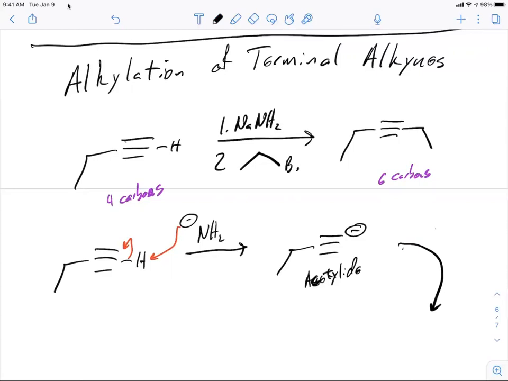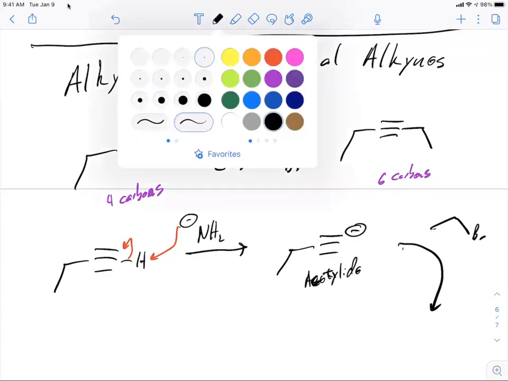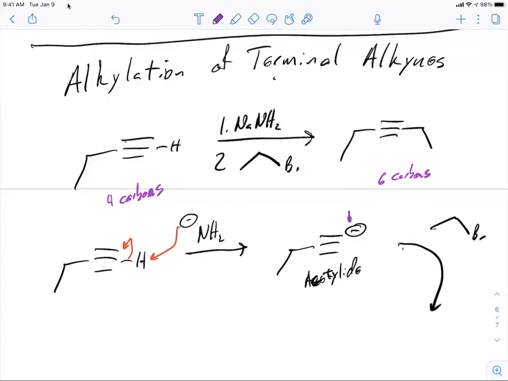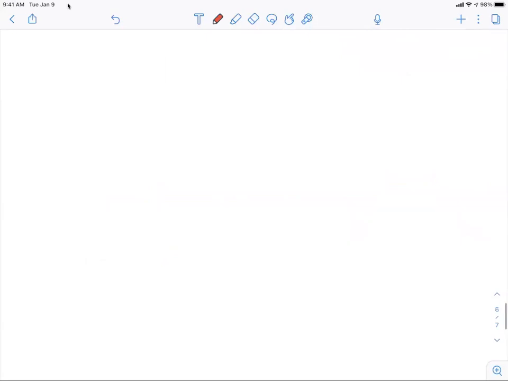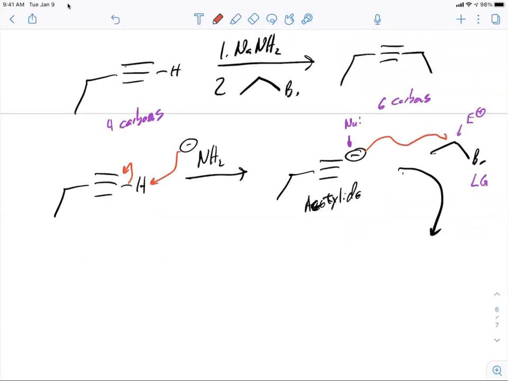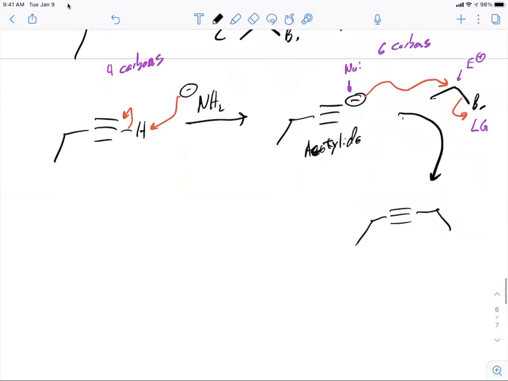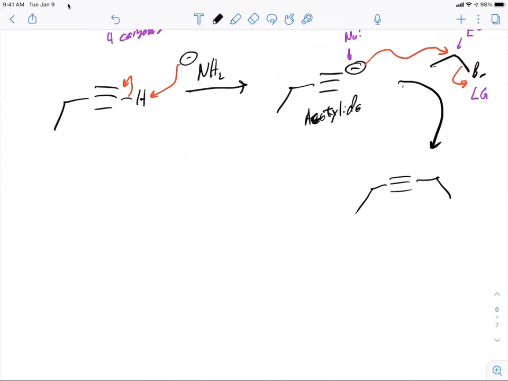And then what we do is bring in our electrophile. So now we have not the triple bond, but that negative carbon is my nucleophile. That carbon is my electrophile, and this is my good leaving group. So negative attacks that electrophile, bromide leaves. We end up with this species, and that's our product. So this allows us to create longer carbon chains.